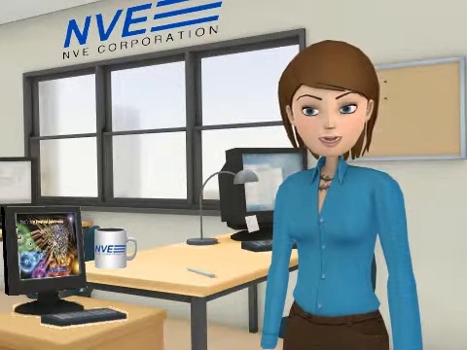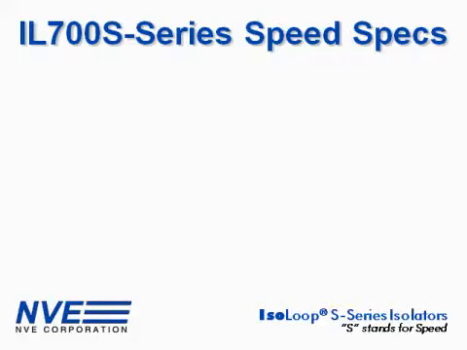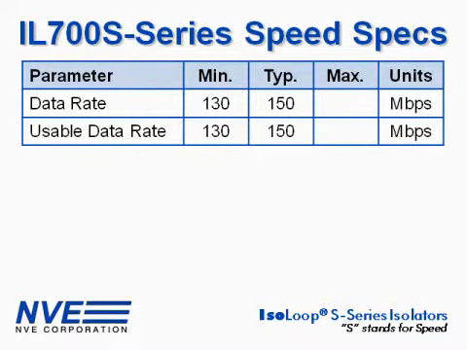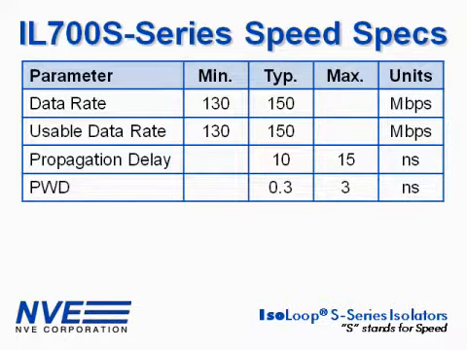Here are the speed specs for NVE's Isoloop 700S series parts. Data rate and usable data rate are the same for NVE isolators. Propagation delay is the time for an edge to propagate. Pulse width distortion is the change in pulse width at the output.